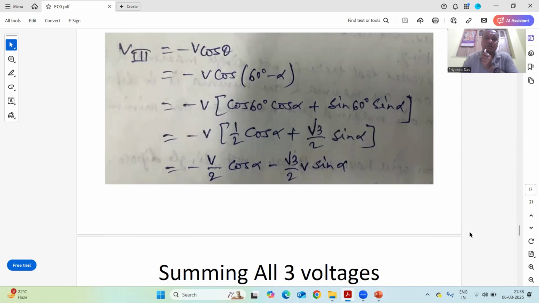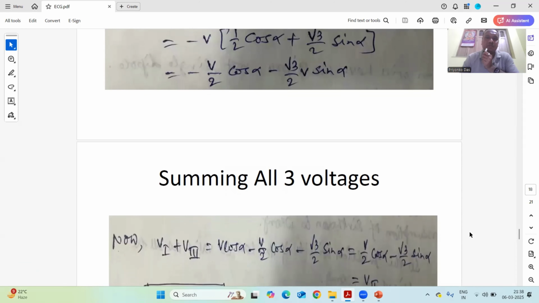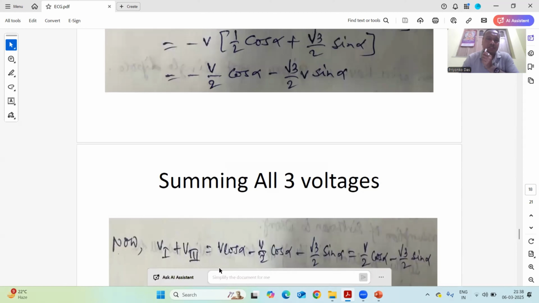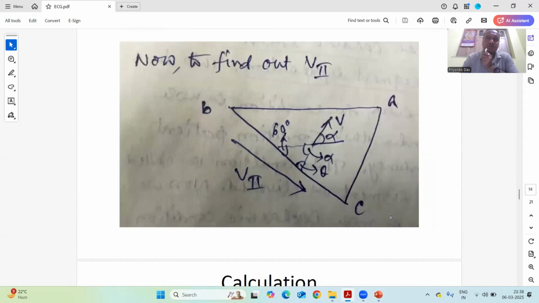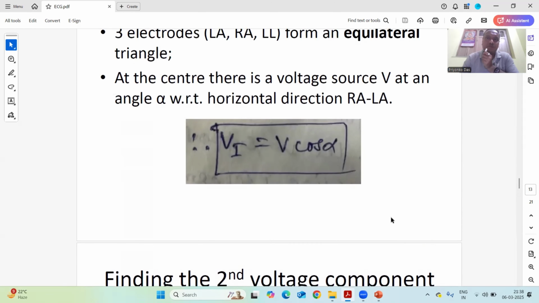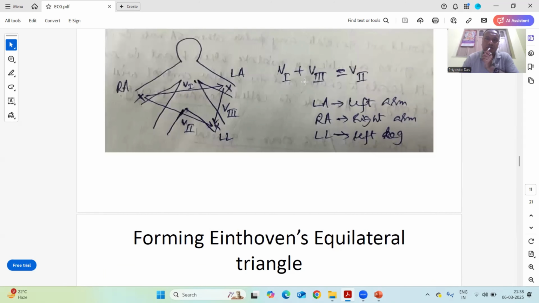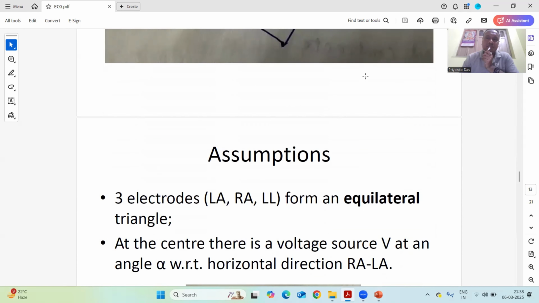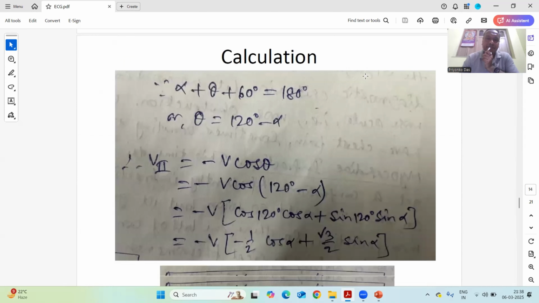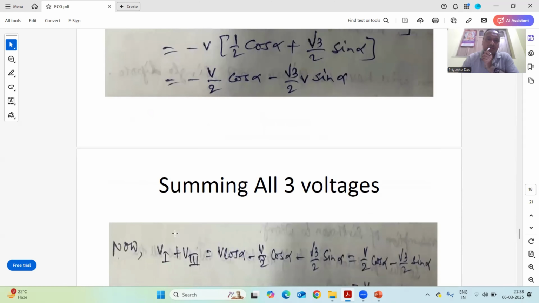Okay, so now I'll sum all these voltage components as per Einthoven. As per Einthoven, V1 plus V3 was equal to V2. Let us recheck what Einthoven assumed: V1 plus V3 is equal to V2. Now let us take the left hand side, I'll take V1 plus V3.